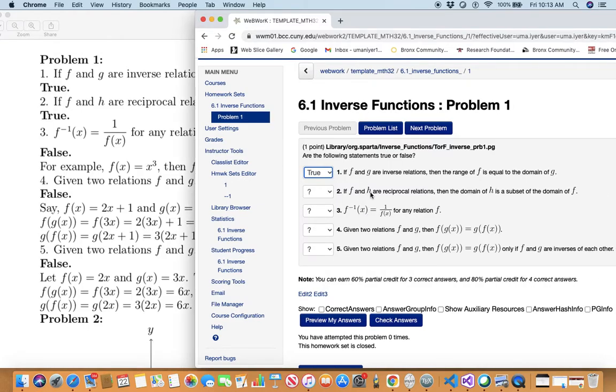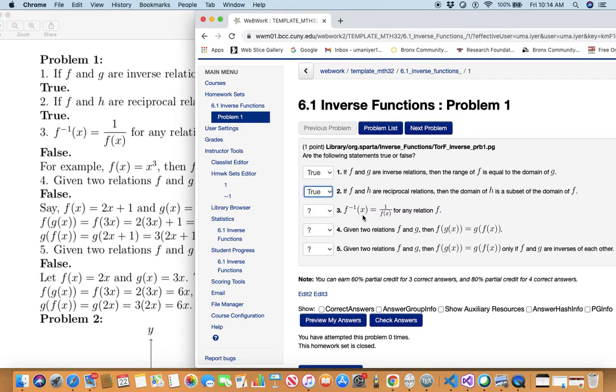If f and h are reciprocal functions, then the domain of h is a subset of the domain of f. That is a true statement. Reciprocal means 1 over. h is 1 over f. So wherever f is 0, h is not defined, and vice versa. So the domain of h is a subset.